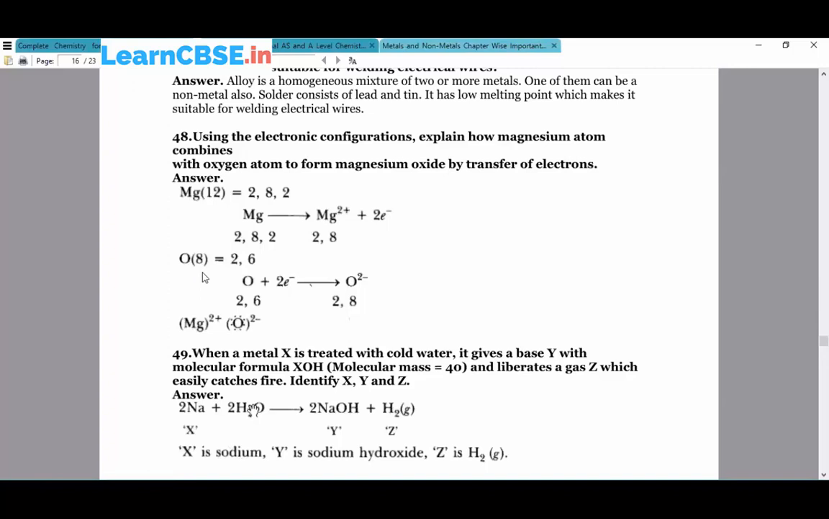Oxygen has atomic number 8, so its electronic configuration is 2,6. It needs 2 electrons to complete the octet. It gains the 2 electrons and becomes O2-. So when it gains the two electrons, it gets the stable octet configuration in the outermost shell.